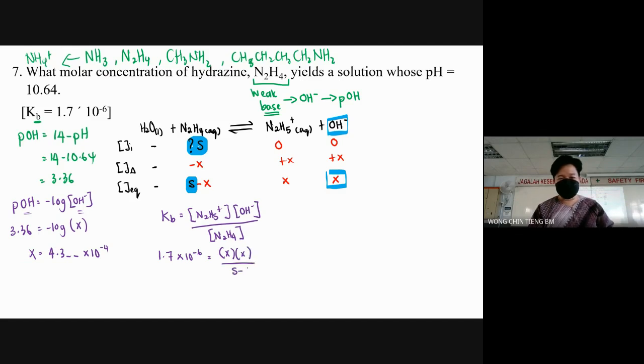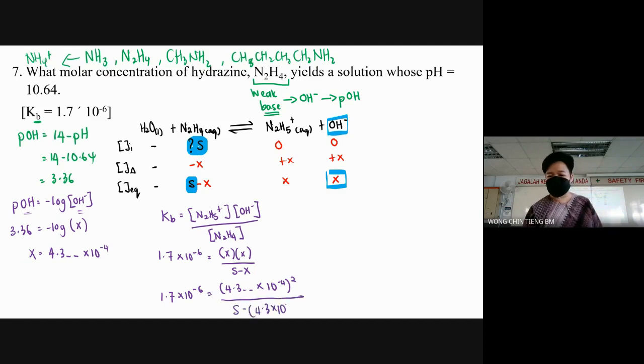So, you got that. Ada X? Alright. Substitute all the X. Kamu akan dapat. Over here adalah 1.7 times 10 to the power of negative 6 equals to 4.3 something tadi times 10 to the power of negative 4 kuasa 2 over S minus 4.3 times 10 to the power of negative 4. Dan kamu akan dapat initial of the N2H4. Betul? Dapat, dapat, dapat. Yang lain tengah kira. Biar kamu-kamu kira, jangan bagi jawapan.